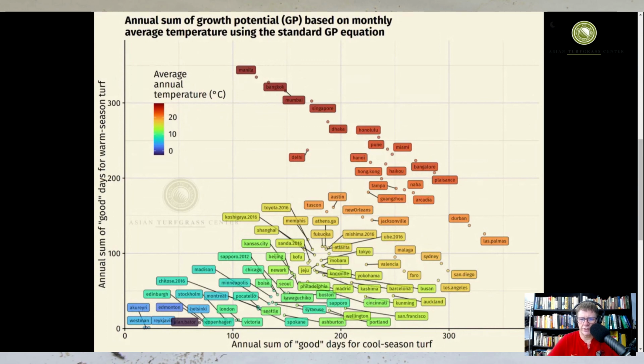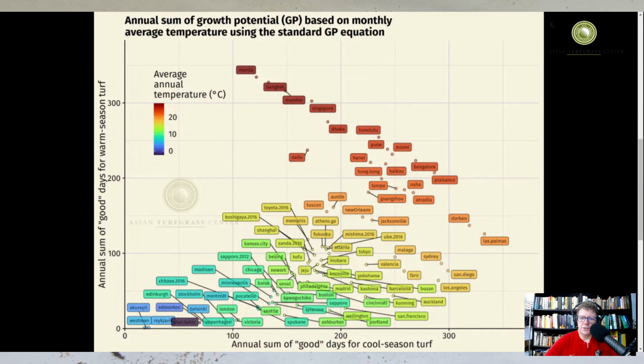Kunming in China is right around there too, something like 225. Auckland, New Zealand is right around 250. And if we look at Wellington in New Zealand, Wellington is considerably cooler. Using these monthly data, Wellington looks like it comes in at about 180 or 190. And then Auckland, which is warmer, is right around 250.